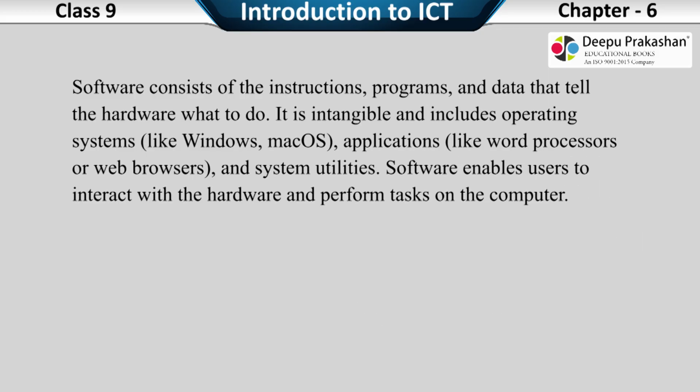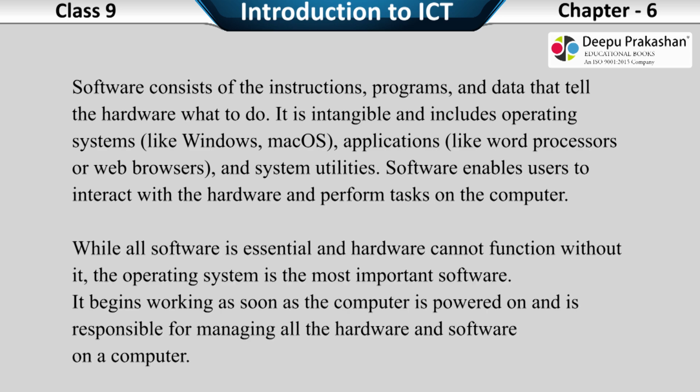Software consists of the instructions, programs, and data that tell the hardware what to do. It is intangible and includes operating systems like Windows, Mac OS, applications like word processors or web browsers, and system utilities. Software enables users to interact with the hardware and perform tasks on the computer.